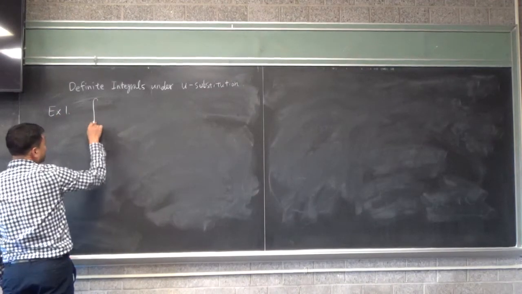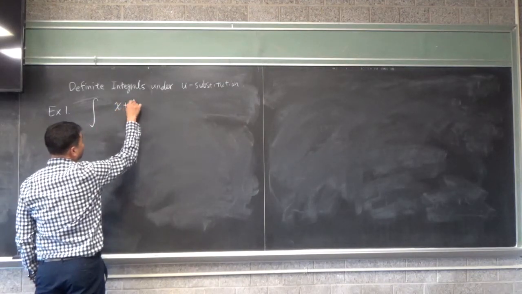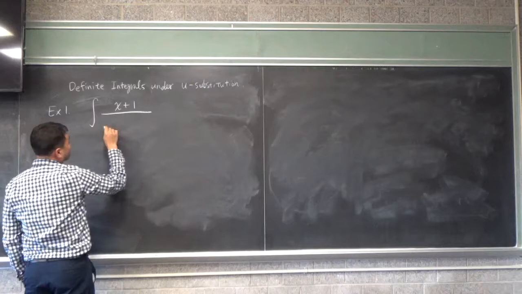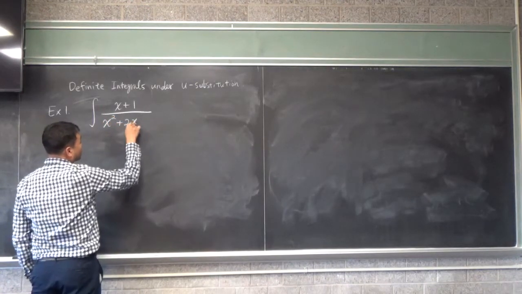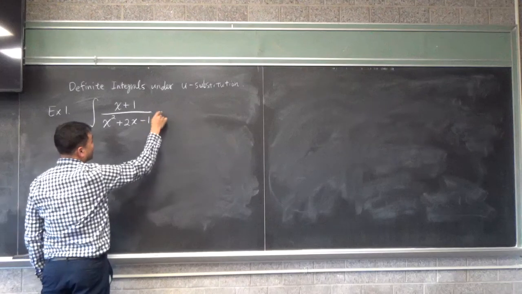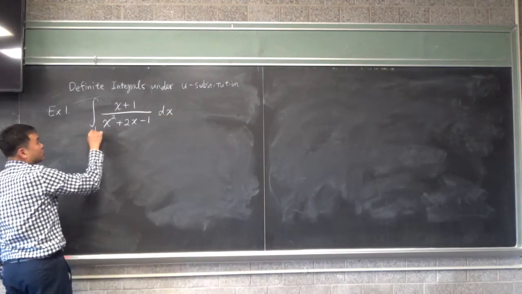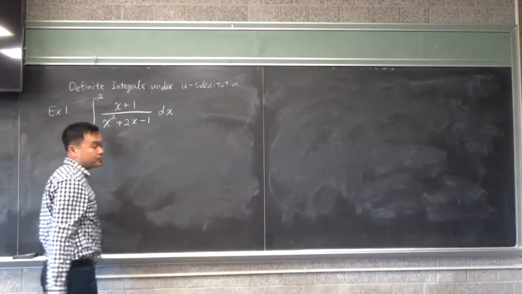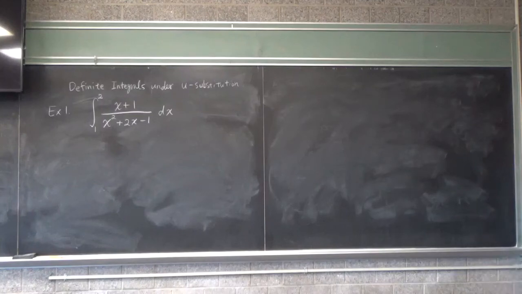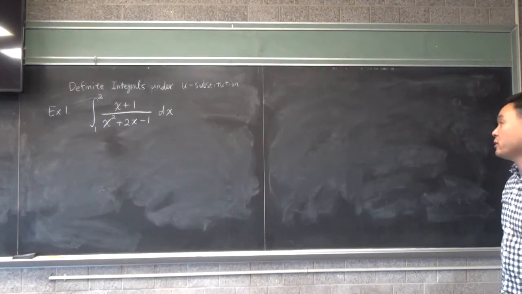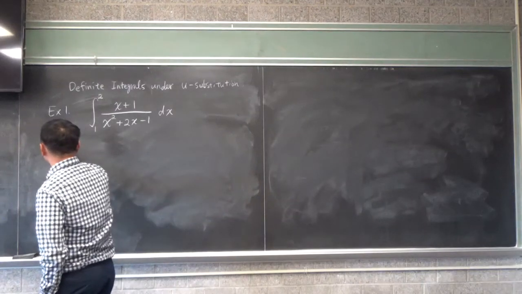Let's say you're trying to integrate x plus 1 over, say, x squared plus 2x minus 1 dx. And let's say we're trying to integrate from 1 to 2. How do we integrate? Well, let me show you two methods. Method 1.